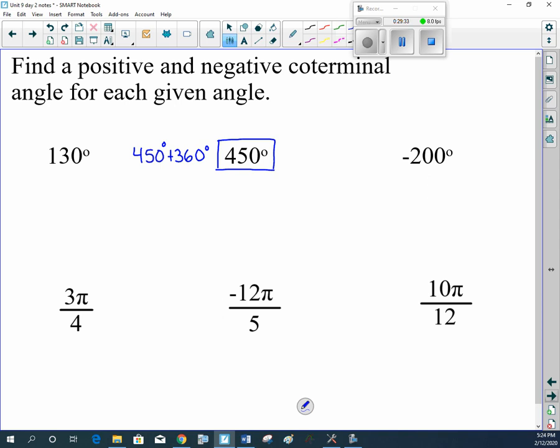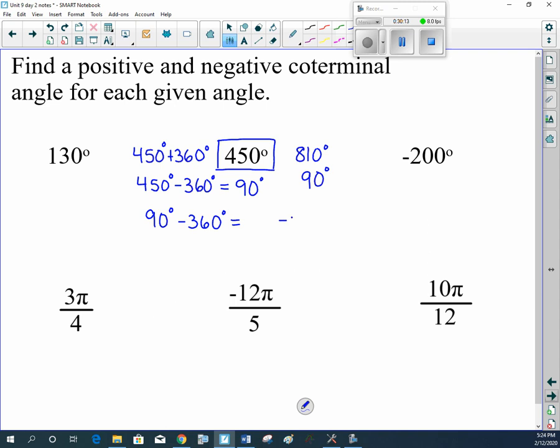And then I'll take 450 and subtract 360. Well, if you take 450 and subtract 360, that gives you a positive 90. Well, it said I was supposed to do one positive and one negative. I ended up with two positive ones. Well, just subtract 360 again. Take your 90 degrees and minus 360 again, and you're going to end up with negative 270 degrees. And those are all coterminal with the 450.